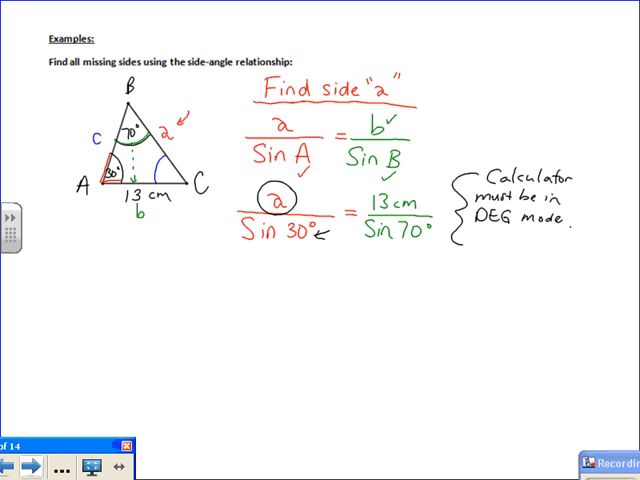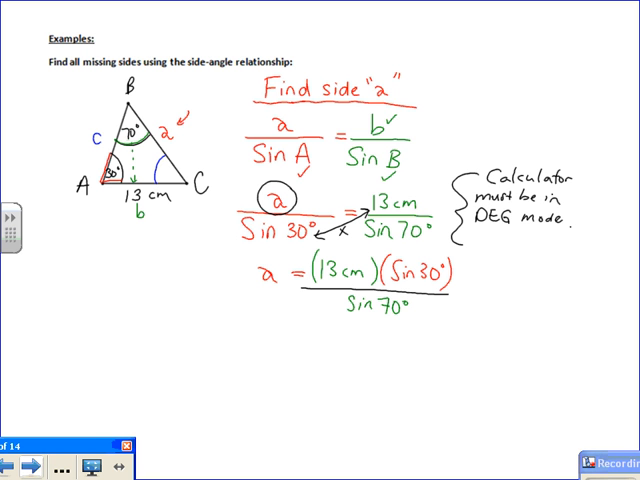So I'm going to just cross multiply, the bottom by the top of my other ratio, or in other words, I'm going to times both sides by the sine of 30 to get rid of the sine of 30 on the bottom. So I get A is equal to, on the other side here, 13 centimeters multiplied by the sine of 30 degrees, divided by the sine of 70 degrees on the bottom. So we go ahead and do that in our calculators.